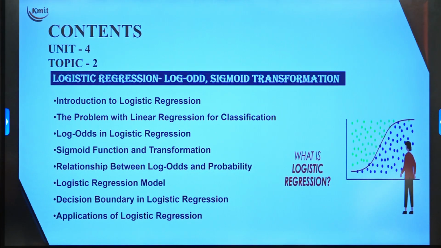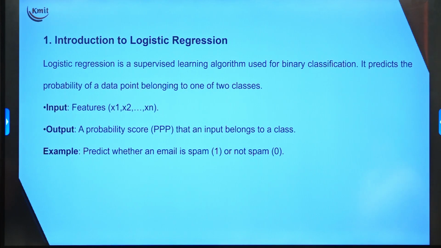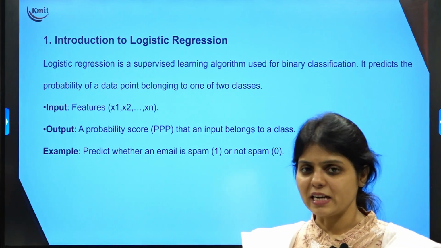of logistic regression. Okay, now when I talk about logistic regression, it is basically a supervised machine learning algorithm which comes under classification. Though it has the name regression, the logistic regression algorithm comes under classification. It predicts the probability of a data point belonging to one of the two classes, so it is basically used for binary classification.